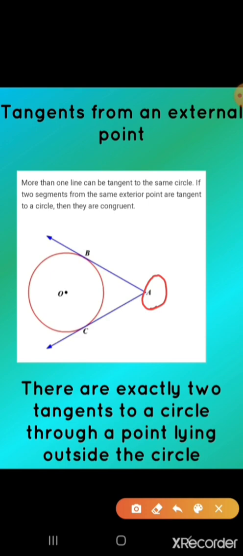If two tangents are drawn to the circle from the external point, then the segments AB and AC are congruent. Congruent means same or equal in length. That is, the two segments from the external point A, AC and AB, the two tangents to the circle, have equal lengths. This is theorem number 2 of this chapter.